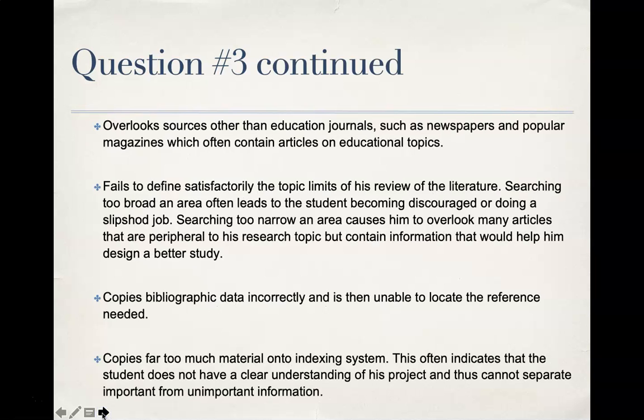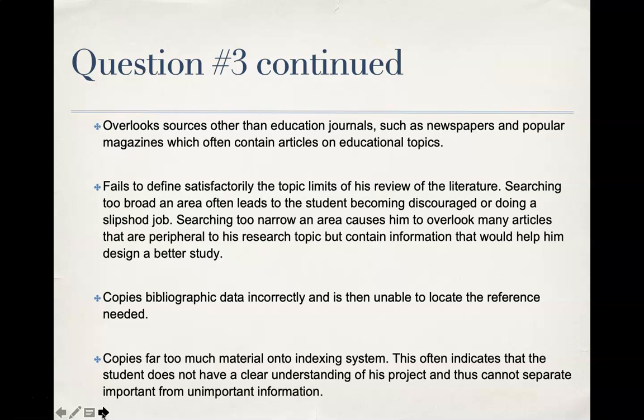Sometimes there are things that have topics on educational matters or research subjects that you're talking about, other than just education or discipline specific journals. So, don't narrow your focus. Be open to reading anything.